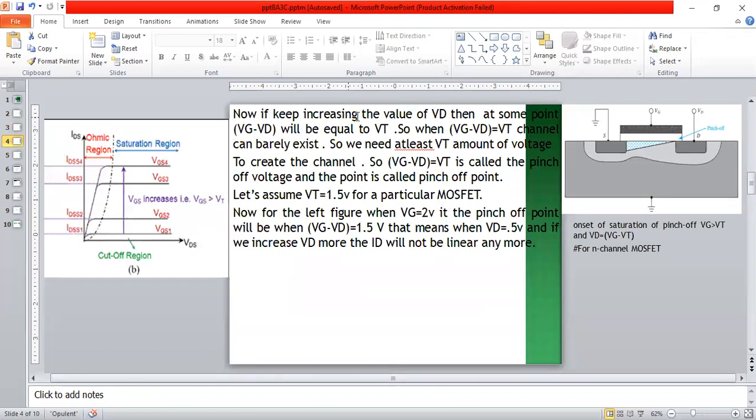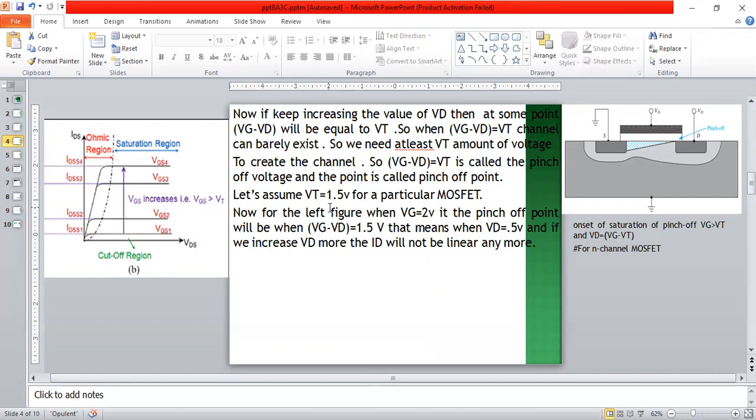Now, if we keep increasing the value of Vd, then at some point Vg minus Vd will be equal to Vt. So when Vg minus Vd equals Vt, the channel can barely exist. So we need at least Vt amount of voltage to create the channel. So Vg minus Vd equals Vt is called the pinch off voltage, and the point is called the pinch off point. So for this MOSFET, here the value of Vg minus Vd equals Vt. So this is the pinch off point.